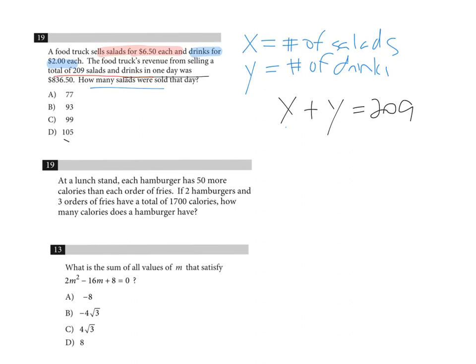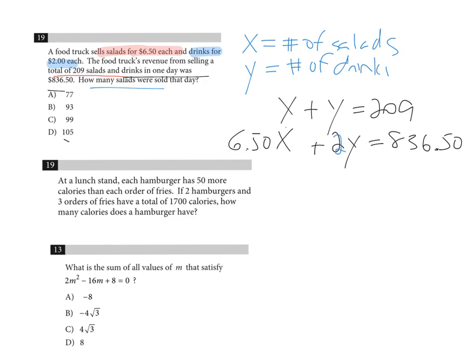They made $836.50. So if I take the number of salads, x, multiply it by how much they cost, so that's $6.50, and then I take the number of drinks, y, multiply it by how much it costs, 2, that's going to be equal to $836.50. Now, I have two equations, two unknowns.